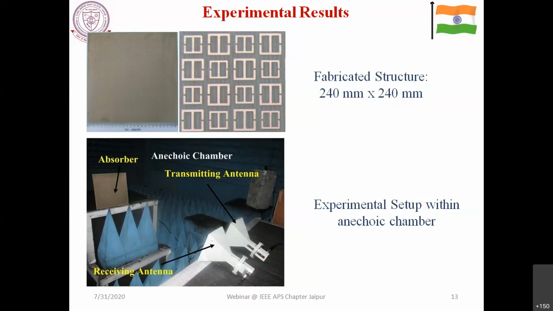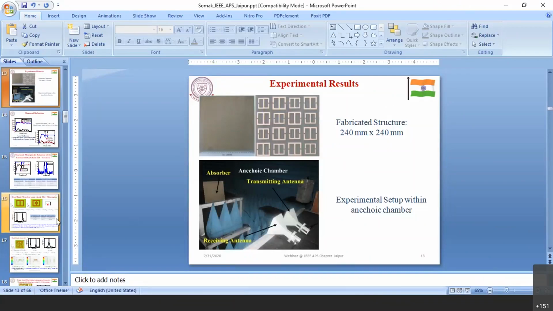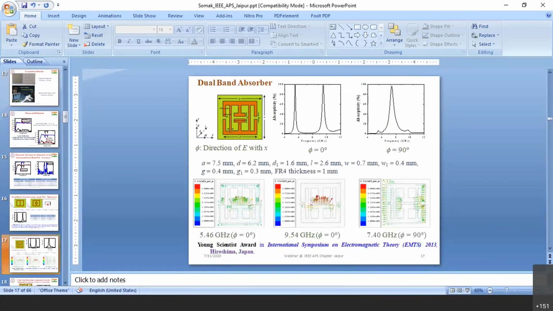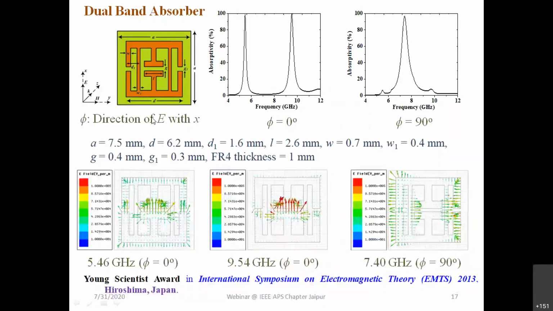Next question is, for the triple band absorber, how did you take the unit cell? Well, I think I told it already. Can you see my slide?